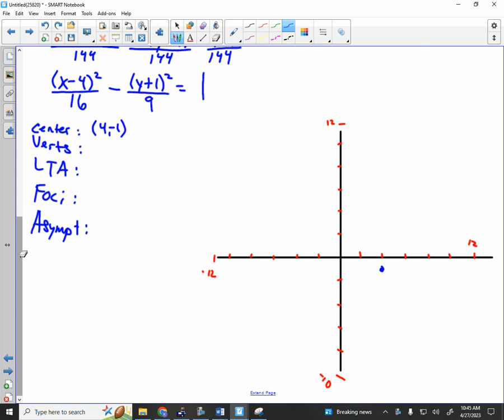Now, instead of listing all this stuff, what do I draw next? What? Box. Yeah, I draw my box. I go right and left 4, and I go up and down 3. So go to the right 4 and left 4, up 3, down 3. Sweet.